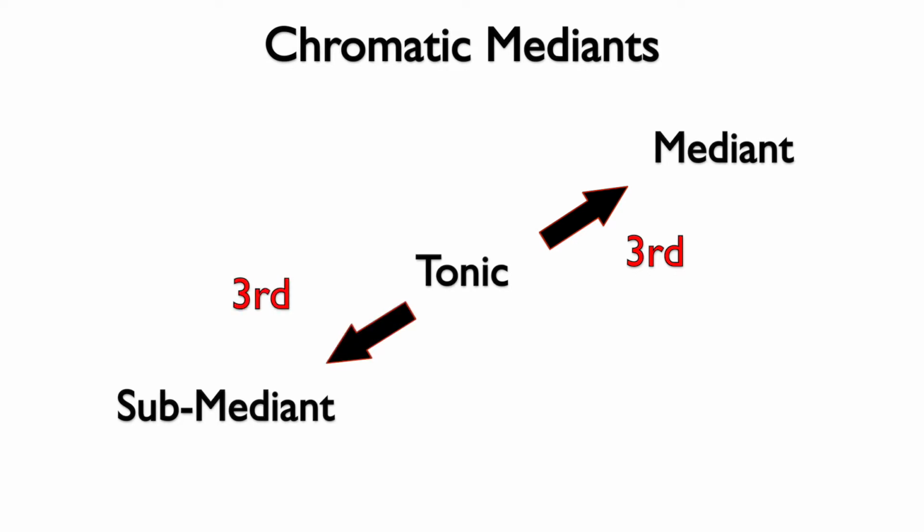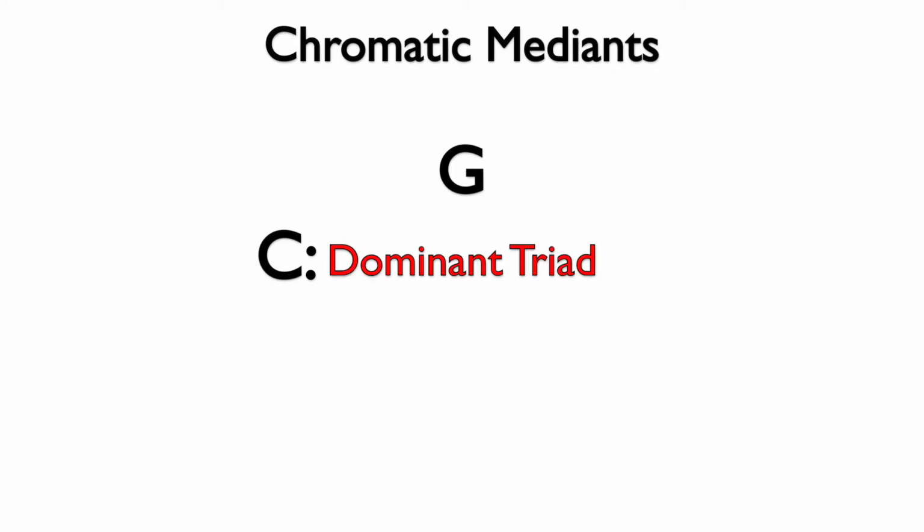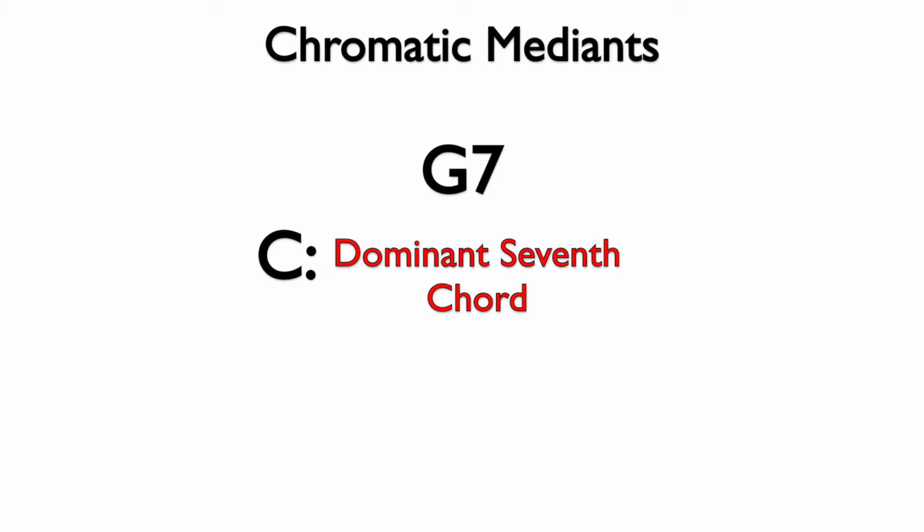Each of these terms can also be applied to chords. For example, a C major triad in the key of C is referred to as the tonic triad. In the same key, the G chord is referred to as the dominant triad, and the G7 is the dominant 7th chord.